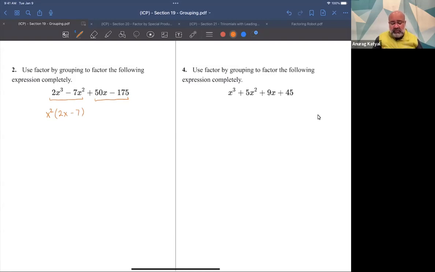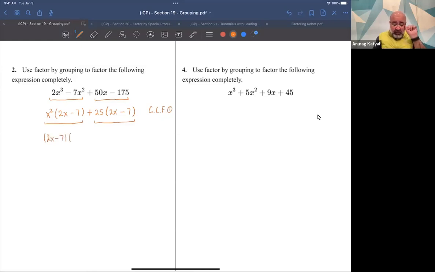Now we look at the next two terms, 50x minus 175. We can factor out a 25. So plus 25. And if we divide 50x by 25, we get 2x. If we divide negative 175 by 25, we get negative 7. So this is our first GCF or GCF stage 1. And now we have to find the GCF one more time to be done with grouping. So between this big term and this big term, we see that there's a GCF of 2x minus 7. So we can factor that out.